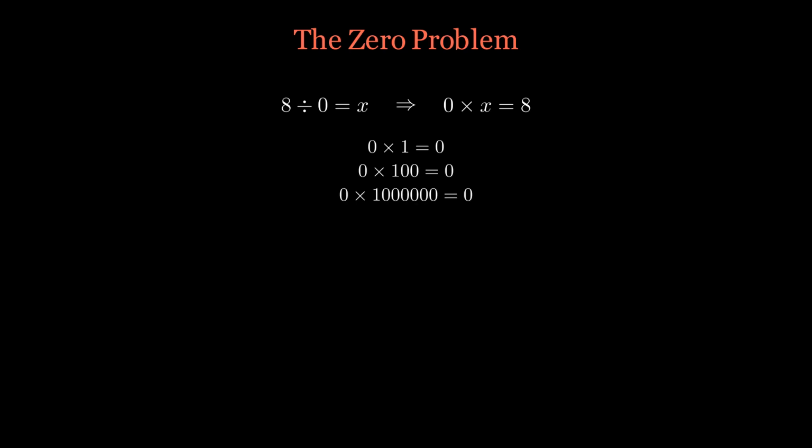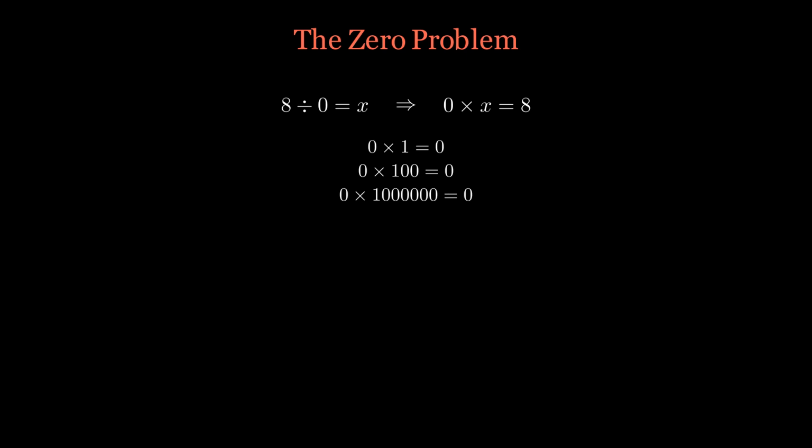Let's use our definition. If 8 divided by 0 equals some number, let's call it x, then that means 0 times x should equal 8. But here's the problem. 0 times anything is always 0. 0 times 1 equals 0. 0 times 100 equals 0. 0 times 1 million equals 0. There's no number x that you can multiply by 0 to get 8, or any non-zero number for that matter. So 8 divided by 0 has no answer.